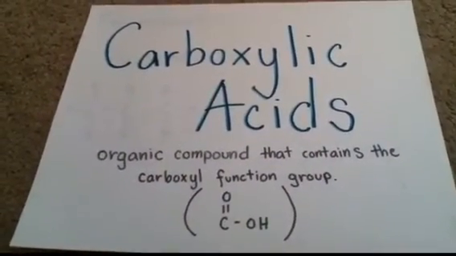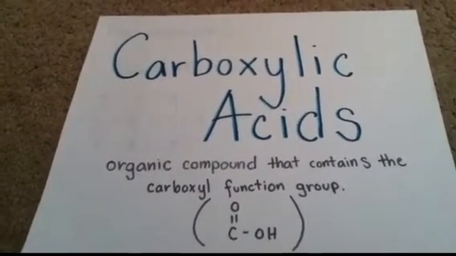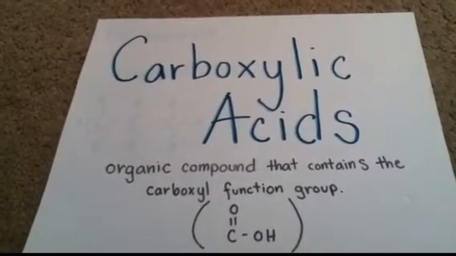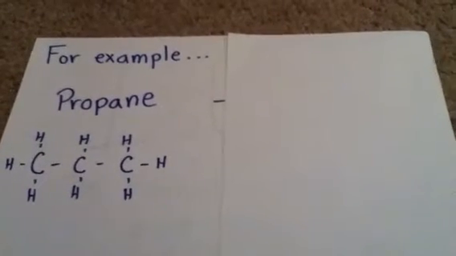Next is carboxylic acids. A carboxylic acid is an organic compound that contains the carboxyl function group. The carboxyl function group is a double bonded O and an OH attached to the last carbon atom. We will start with propane.